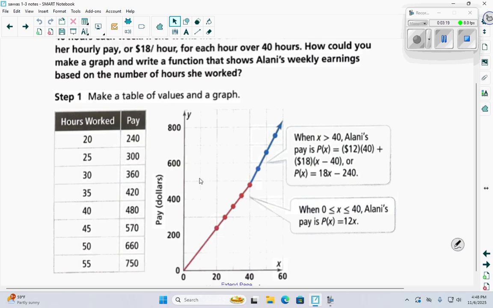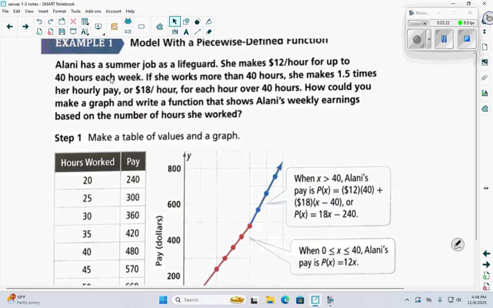So going back to reading what they're graphing and explaining, in the paragraph it says, Alani has a summer job as a lifeguard. She makes $12 an hour for up to 40 hours each week. So that's a normal week. She makes $12 an hour. Overtime is what they're talking about in the next sentence. If she works more than 40 hours, she makes 1.5 times her hourly pay. If you didn't know what that is, you would go 1.5 times the 12, which gives you 18. So she's going to make $18 for each hour over the 40 hours.